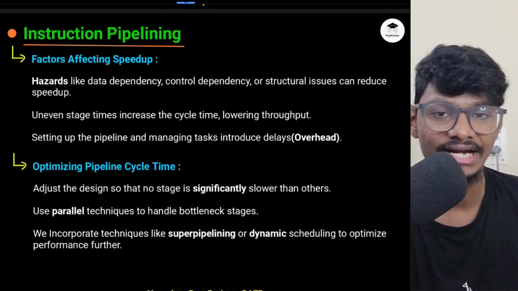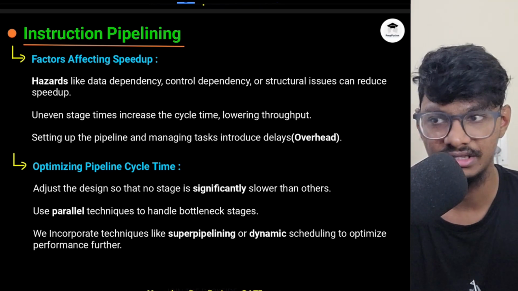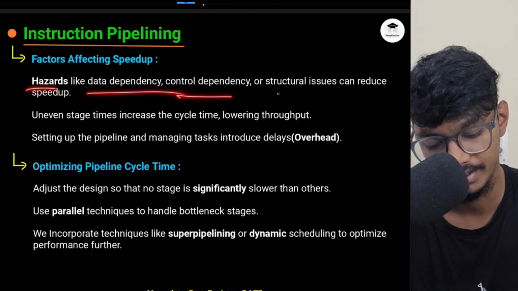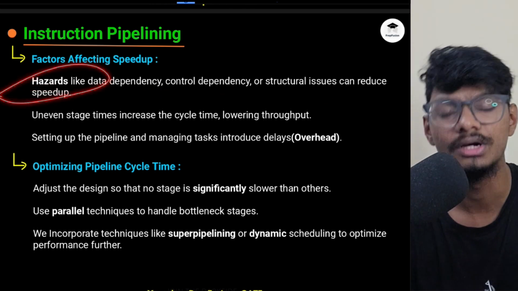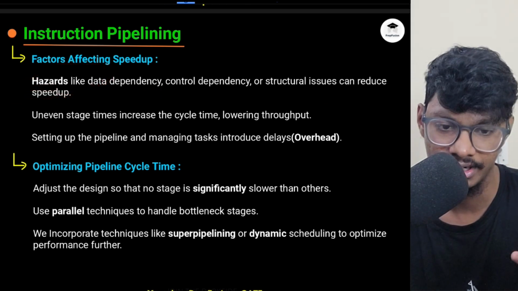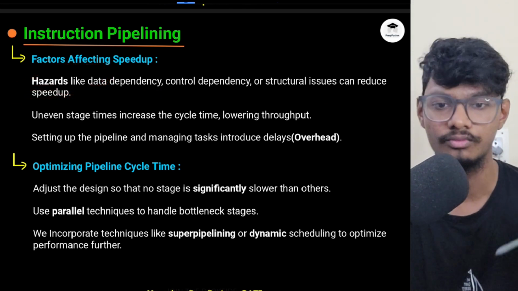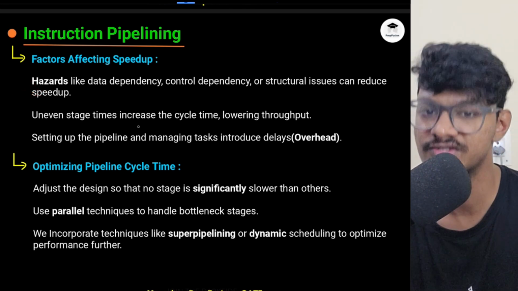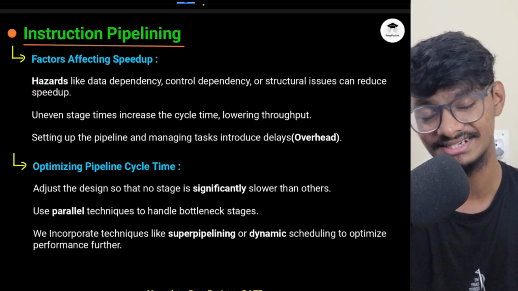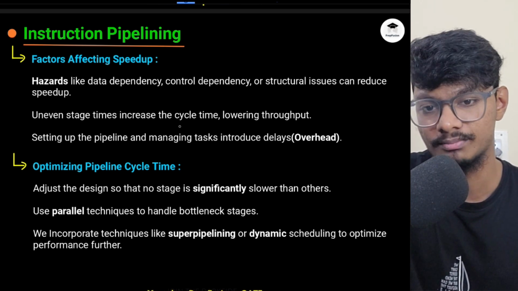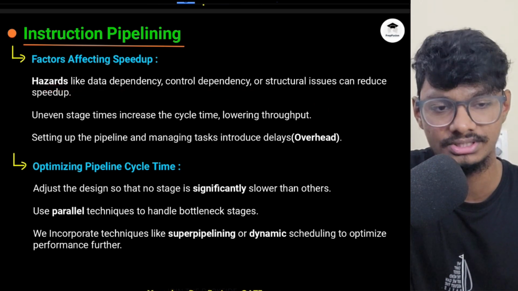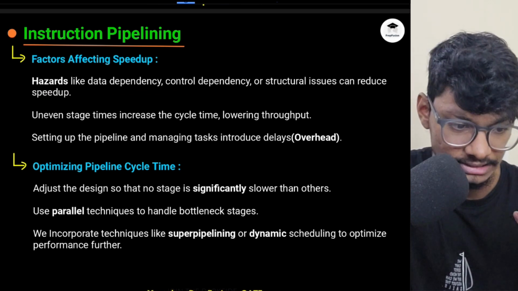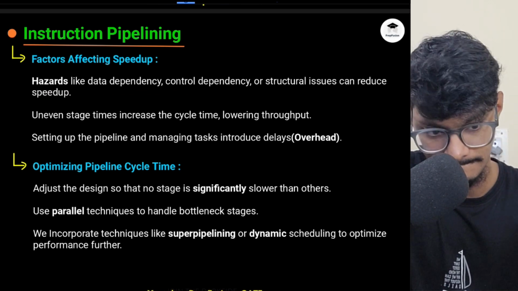So what are the factors that affect my speedup? There are many things that can affect my speedup, right? The first thing is hazards, like data dependency, control dependency, or structural issues, which can reduce speedup. We'll understand hazards after understanding synchronous pipelining. Don't worry, we'll understand what hazards are. But they can affect my speedup. We want our speedup to be as near to the ideal speedup as possible, but sometimes this can cause the speedup to be lower. Basically, overall, it causes the execution time of the pipeline system to be higher.